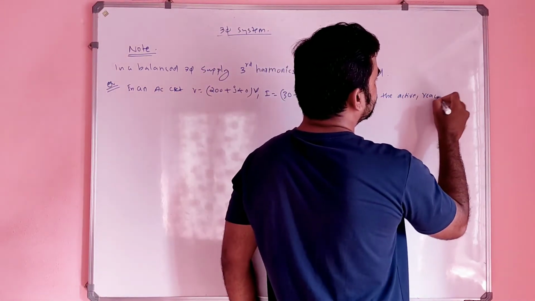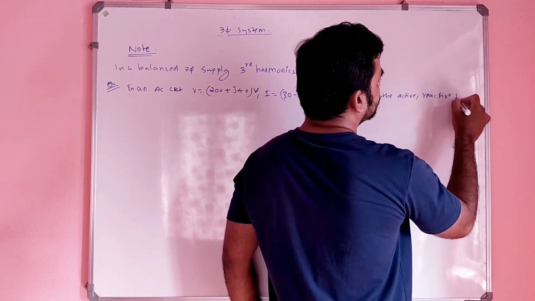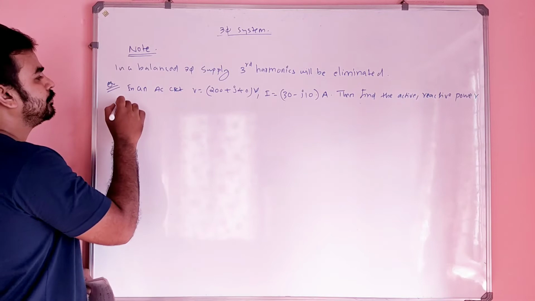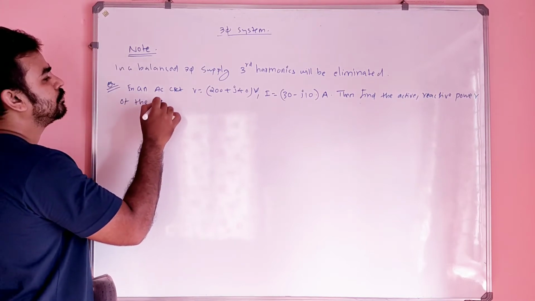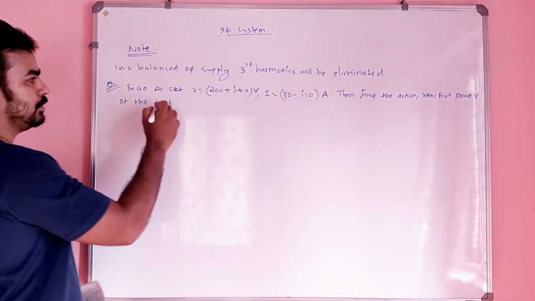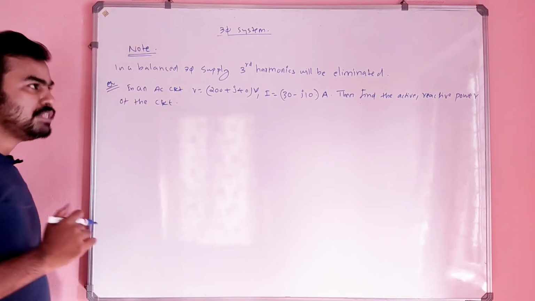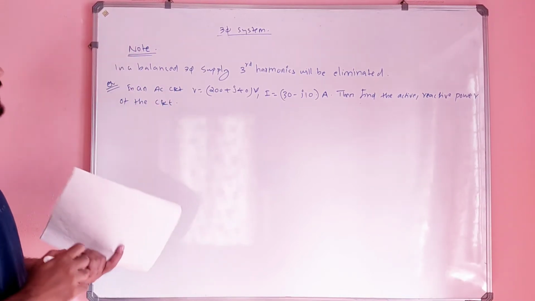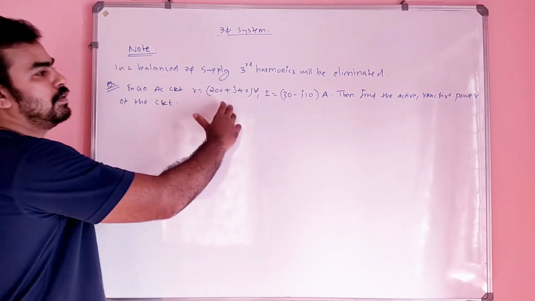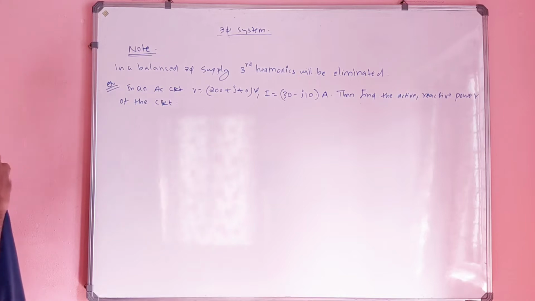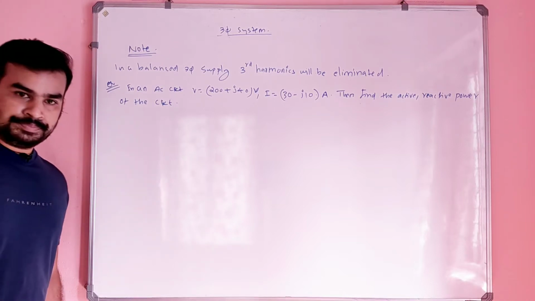Active, reactive power of the circuit. So this is our question. What does the question say? If V is given and I is given, right? V and I are given, then find the active and reactive power.